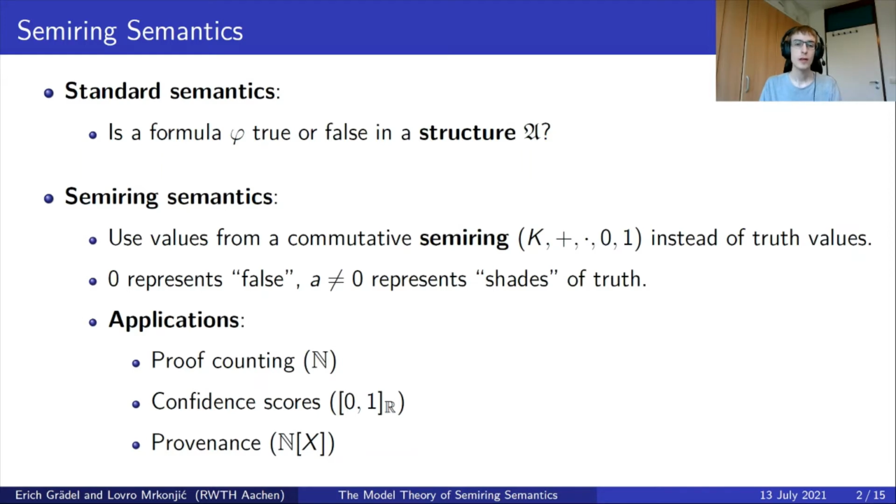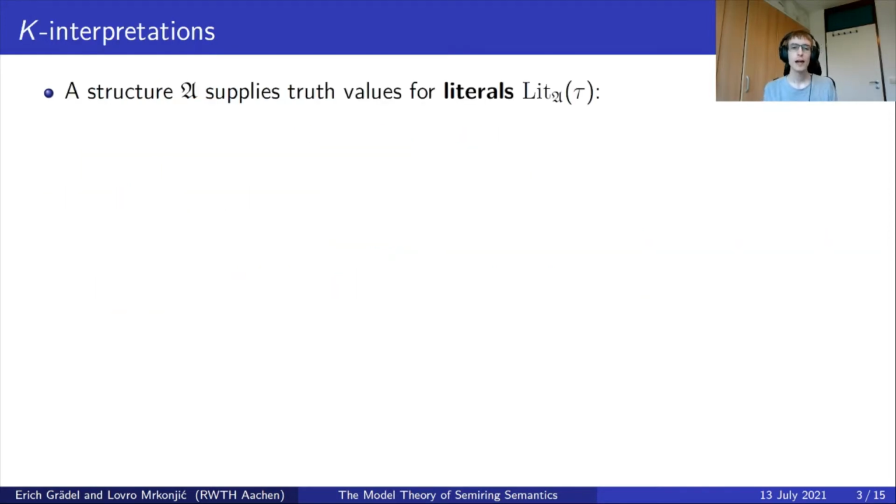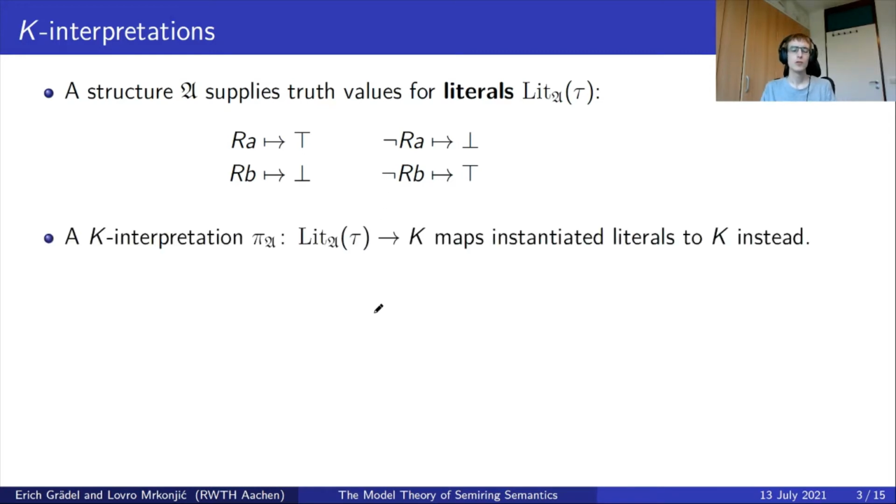How do semiring semantics work? We observe that a classical structure can be seen as a supply of truth values for all instantiated literals. So for example, if we have a unary relation symbol R and we have two elements A and B, then we could say that the literal RA is true and the literal RB is false, and of course the opposing literals are just flipped. And now this is easy to extend to semirings K, because we can build a K-interpretation by taking the same literals, and instead of mapping them to truth values, we map them to values in K.